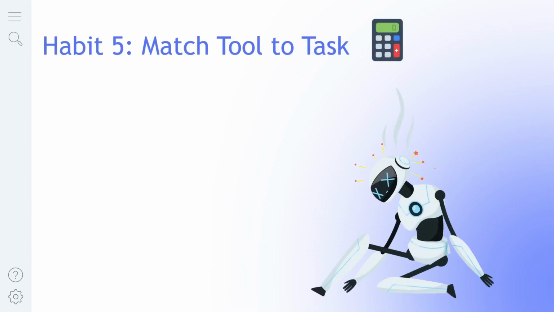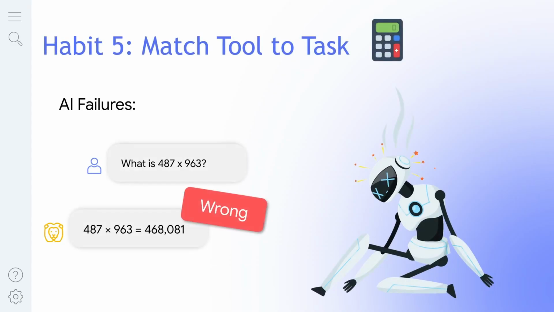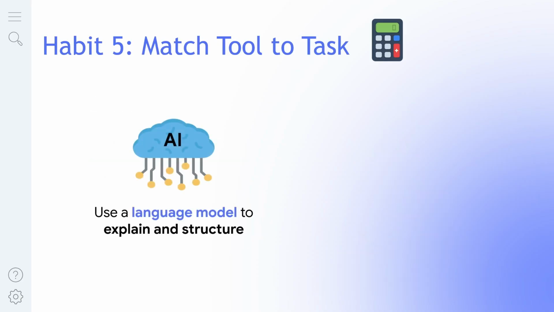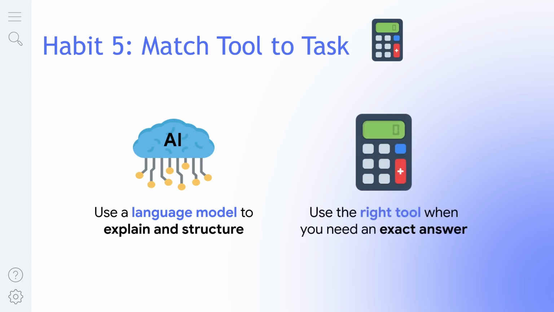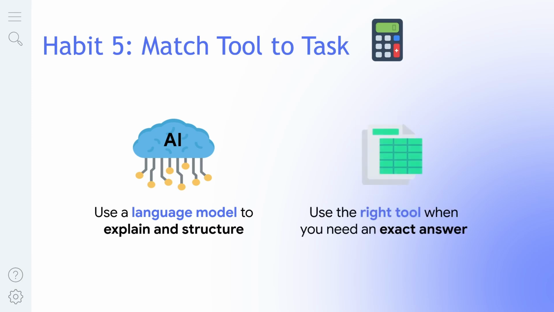Habit 5. Match the tool to the task. Many AI fails are really tool mismatch failures. Use the language model for explanation, structure, and ideas, and switch to a calculator, a spreadsheet, a citation database, or an official source when you need exactness or current information. We will look more closely at grounding and source-based tools in the next unit.